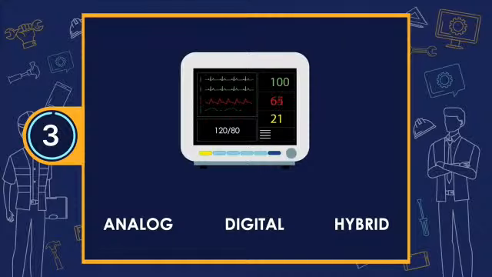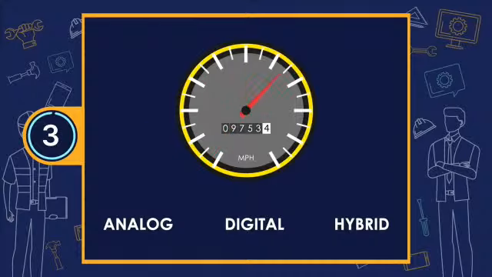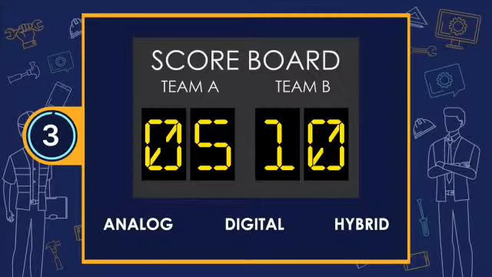A vital signs monitoring machine is found mostly in all hospitals to monitor your blood pressure, heart rate, respiratory rate, and many others. Time's up. This one is an example of a hybrid computer. Let's go to number 4. A speedometer displays the speed of your vehicle. The correct answer is analog computer. And the last photo is a scoreboard. Time's up. This one is an example of a digital computer.